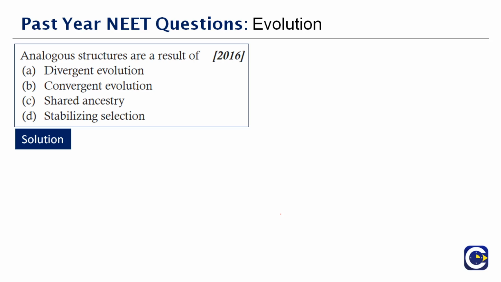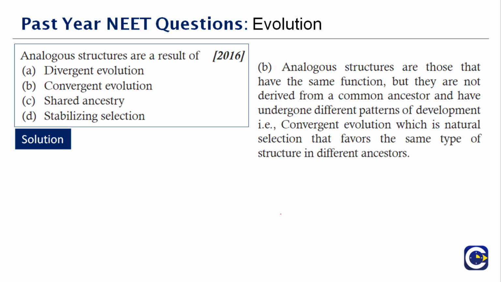The term analogous structures comes from the root word analogy, where the device in the English language is comparing 2 different things on the same basis of similarities. So this is the introduction I would like to give for analogous structures. Analogous structures are the ones which have the same function, but they are not derived from a common ancestor and have undergone different patterns of development. That is, it is a result of convergent evolution, which is a natural selection that favors the same type of structure in different ancestors. Therefore, the right answer to this question is option B.